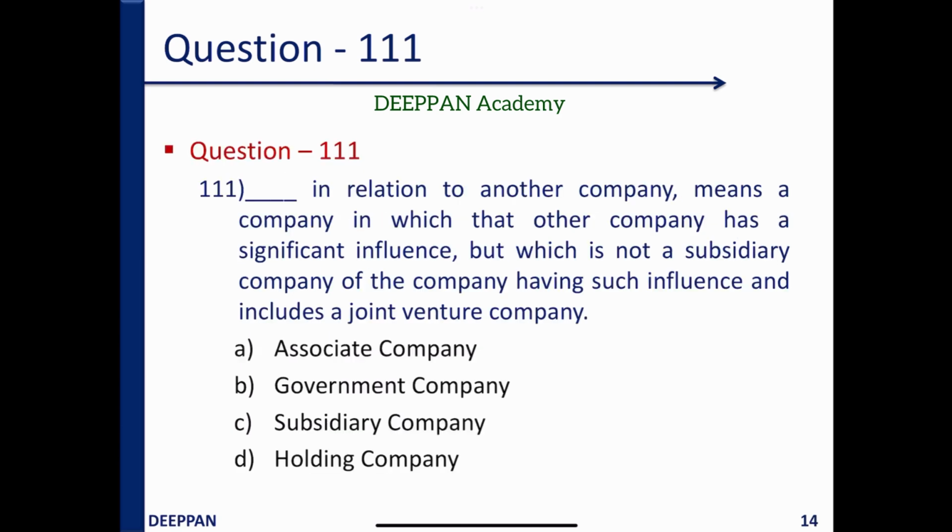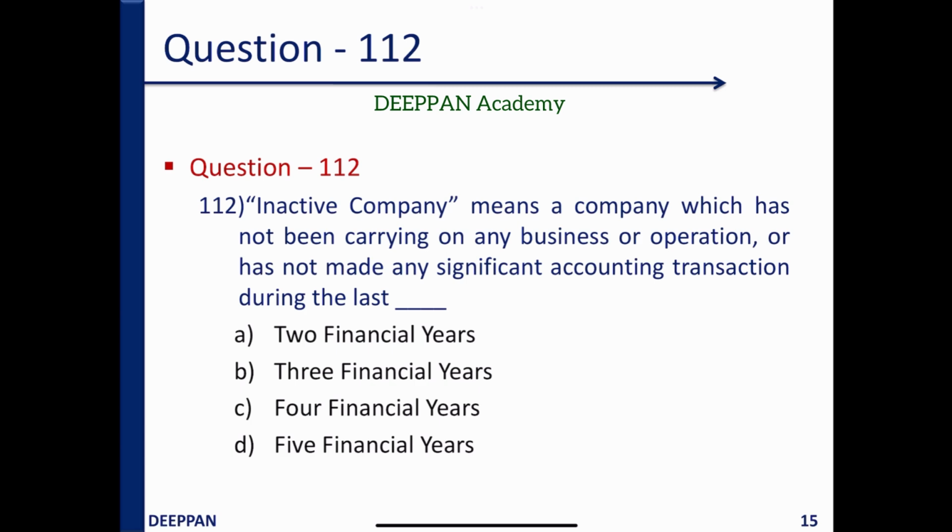Section 8. Dash in relation to another company means a company in which that other company has a significant influence but which is not a subsidiary company of the company having such influence and includes a joint venture company, associate company. Inactive company means a company which has not been carrying on any business or operation or has not made any significant accounting transaction during the last 2 financial years.